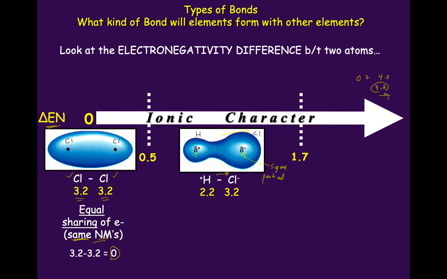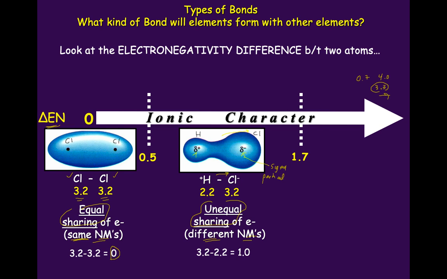All right, so don't get all wrapped up in that. It just simply means that there's going to be a negative side to it, and some type of a positive side to it. So you're going to get an unequal sharing here. Okay, and the key is unequal sharing versus equal sharing, because you have different nonmetals. So two different nonmetals will be in here.